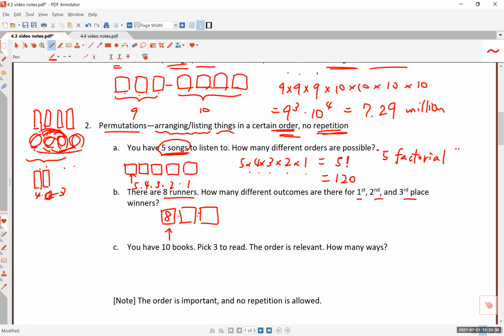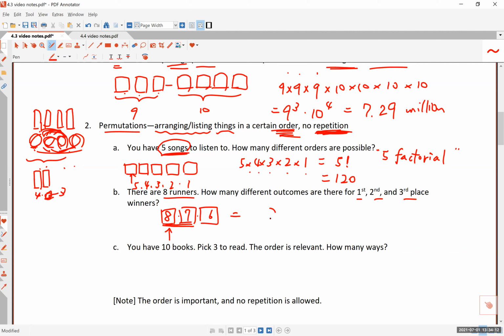But once you choose that first place winner, the first place winner has reached the goal. There are only 7 to choose from for the second one. Clearly, because repetition is not allowed. In other words, one person is not going to win first and second place and third place, right? So you can't do that. So repetition is not allowed, and the order is especially important because you are choosing number 1, number 2, and number 3. And then the third, well, after the 2 top runners have reached the goal, there are only 6 to choose from for the third.